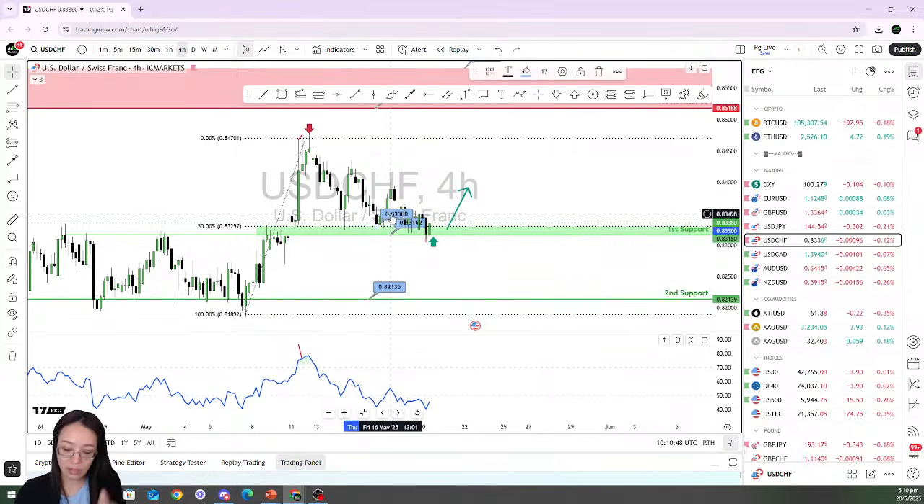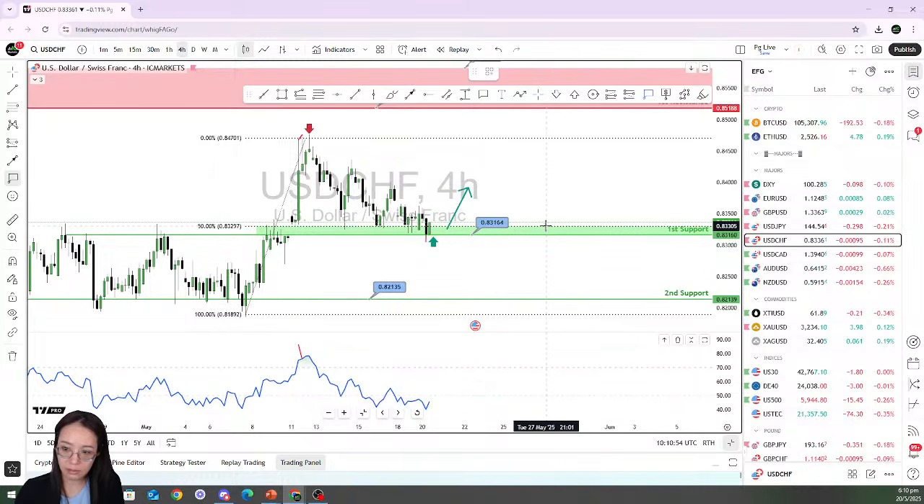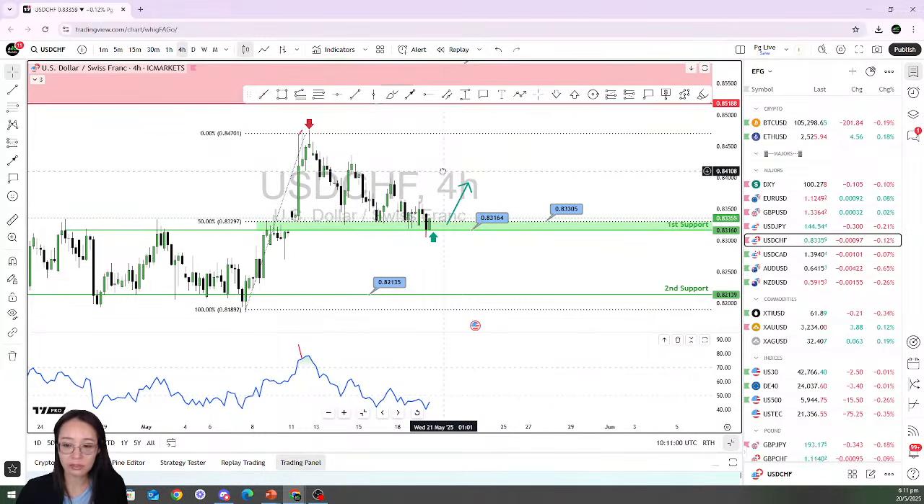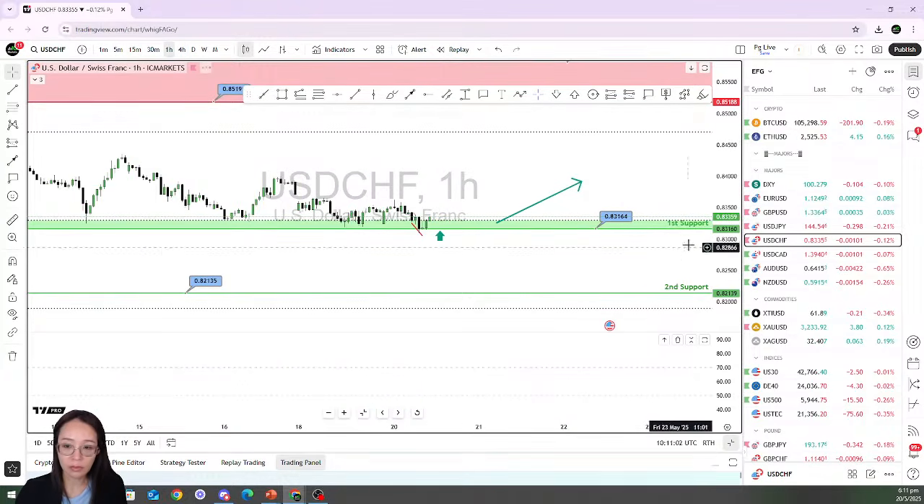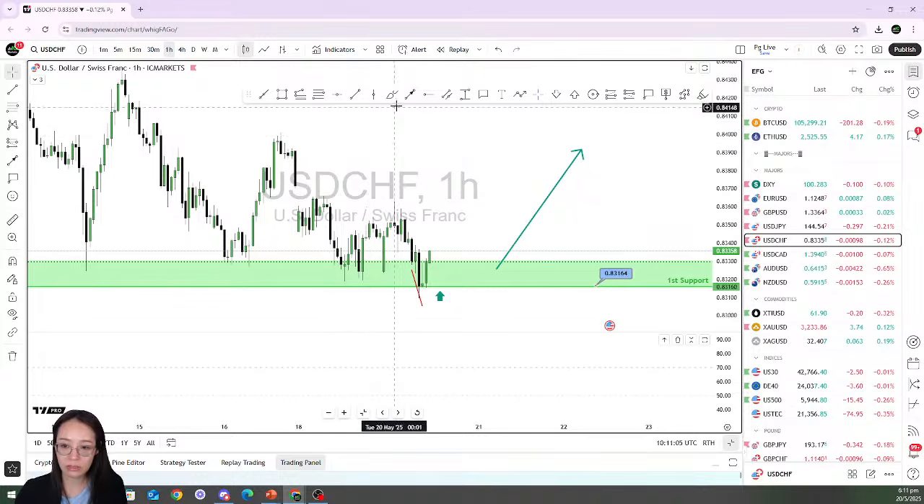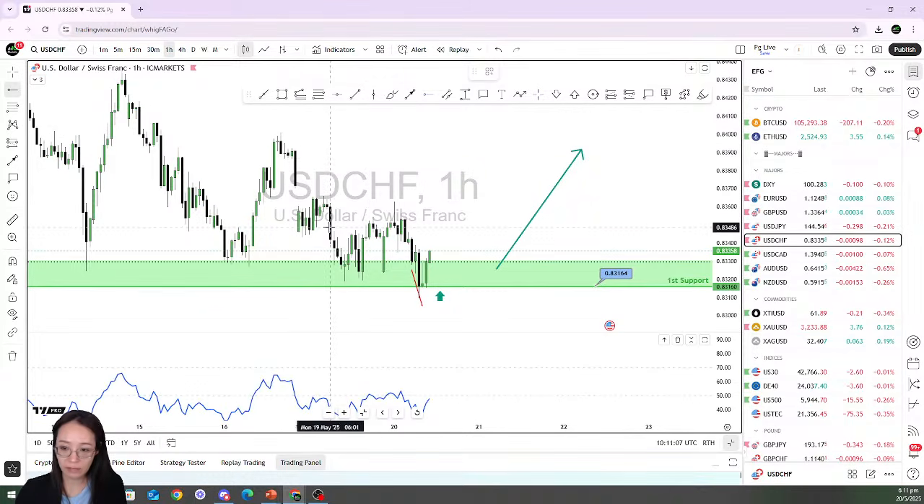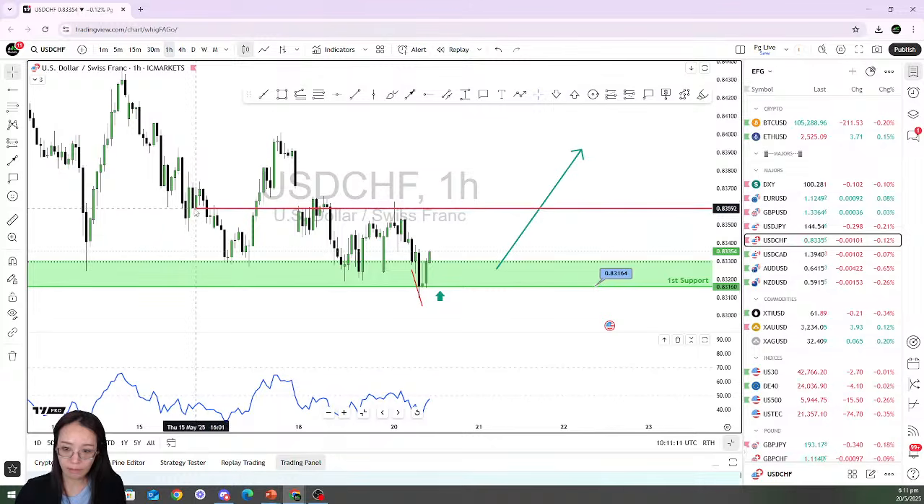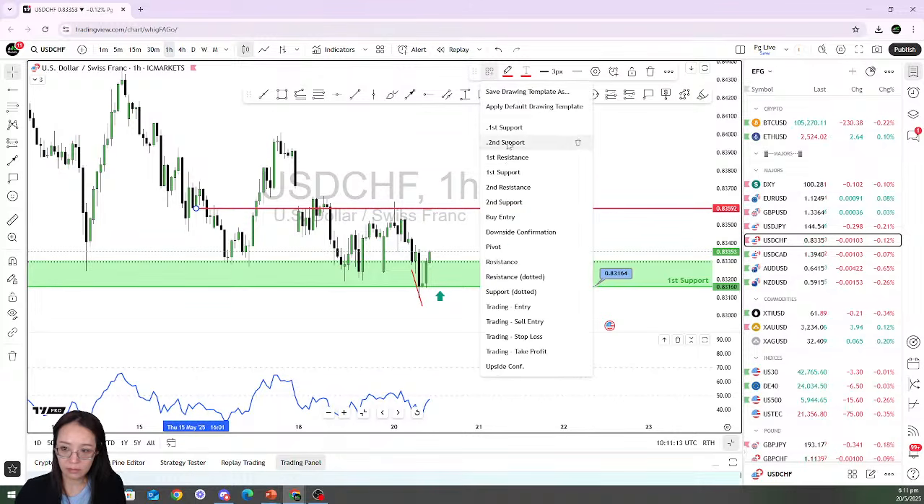Where is your take profit? This pair was waiting for so long, eventually rising. There's a gap here as well, right? So I will go to H1. So basically I will just aim here first for my take profit at the resistance here.